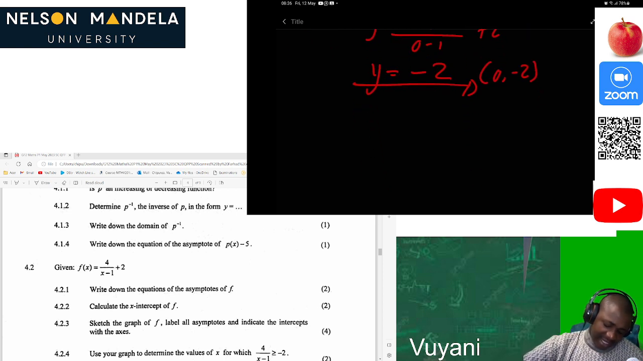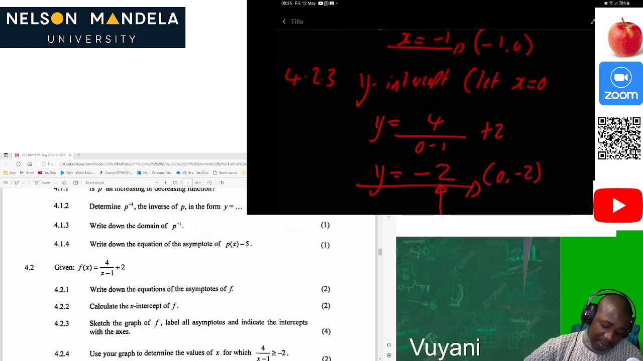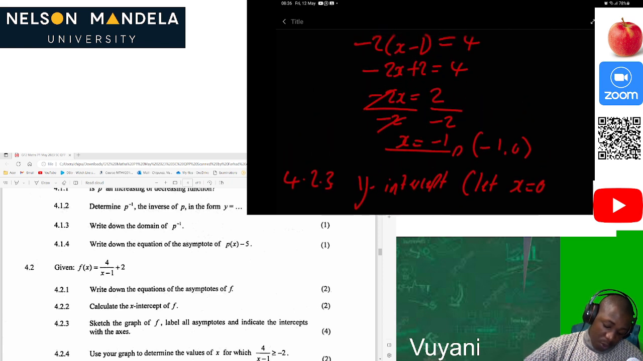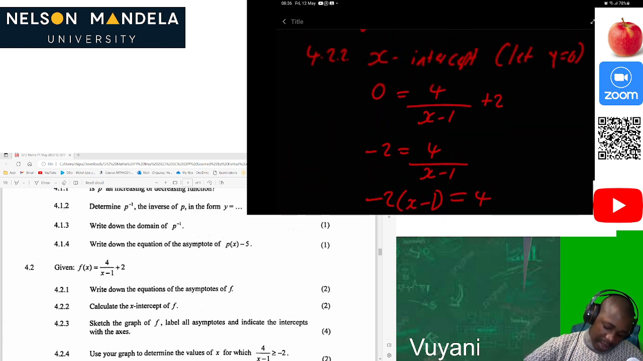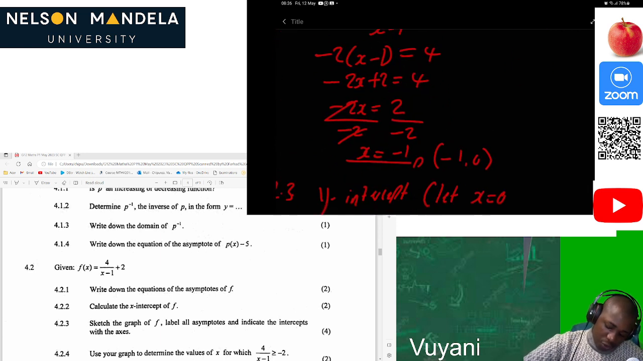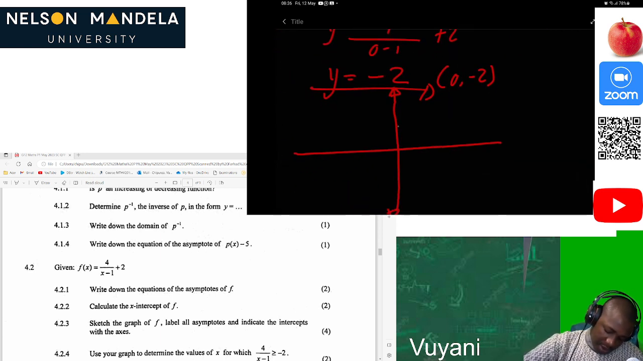Then after that, they're saying sketch it. Let's sketch this function because we have everything we need. We know that our horizontal asymptote is y equal to 2. So where is 2? 2 is somewhere here. Then we plot it. So y is equal to 2.